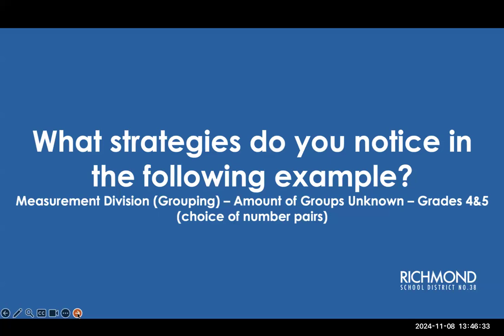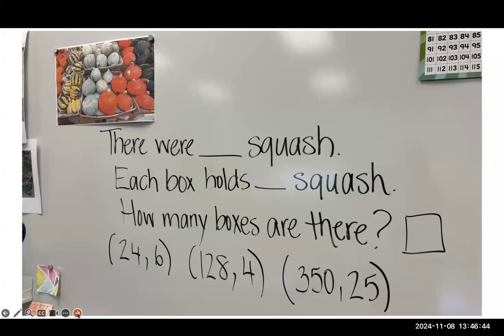So here's another example. This is from a grade 4 and 5 class. This is a measurement division problem. And again, there's a choice of number pairs. So have a look at what you see here. So again, similar problem. They came into the studio and we did a little notice and wonder about the squash picture up at the top left. There were blank squash. So the total is unknown. Each box has how many squash, and that's one of the number pairs. And then so what we're figuring out is how many boxes are there.